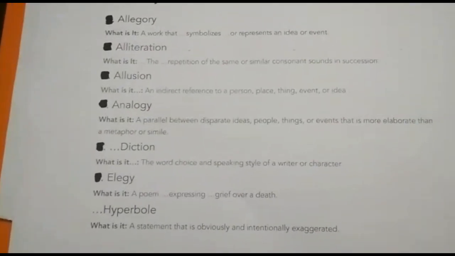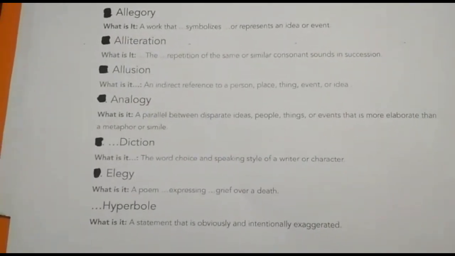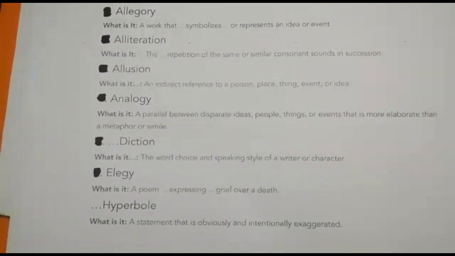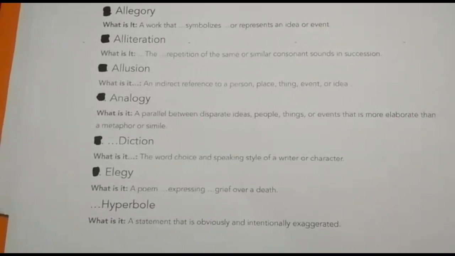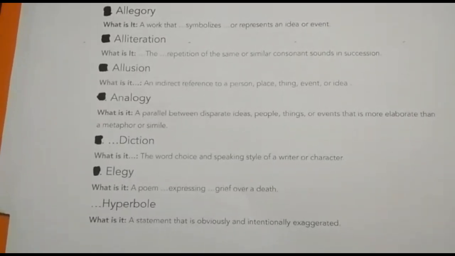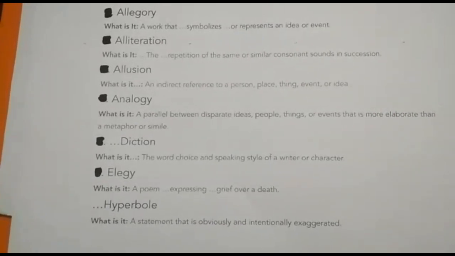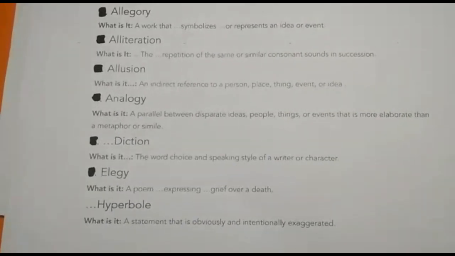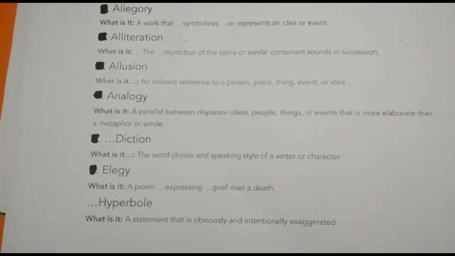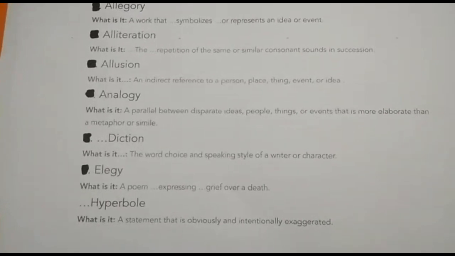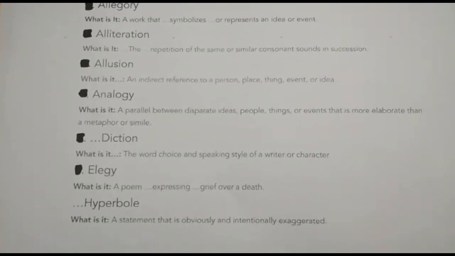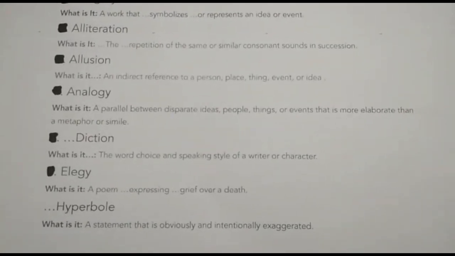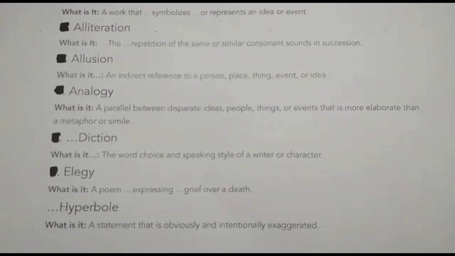Now the second is alliteration. What is it? The repetition of the same or similar consonant sounds in succession. Next is allusion. An indirect reference to a person, place, thing, event or idea. Analogy. A parallel between disparate ideas, people, things, or events that is more elaborate than a metaphor or simile.